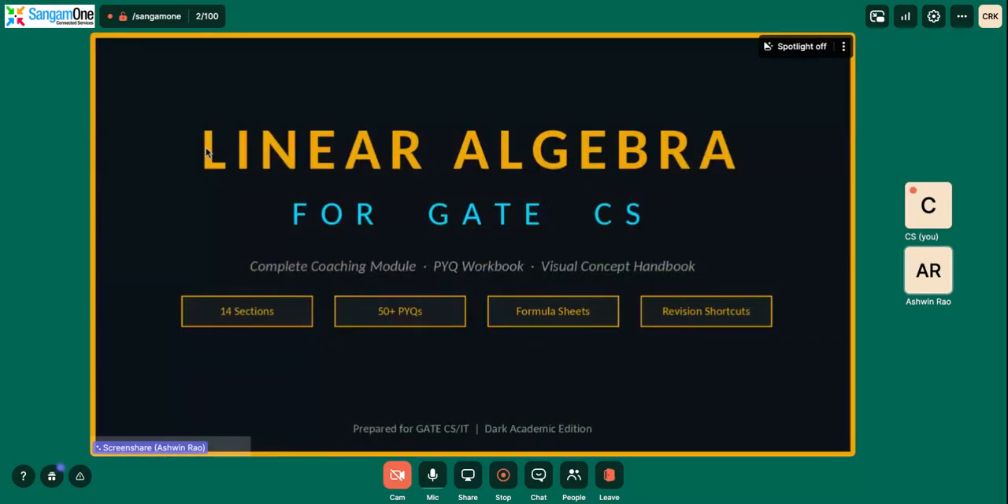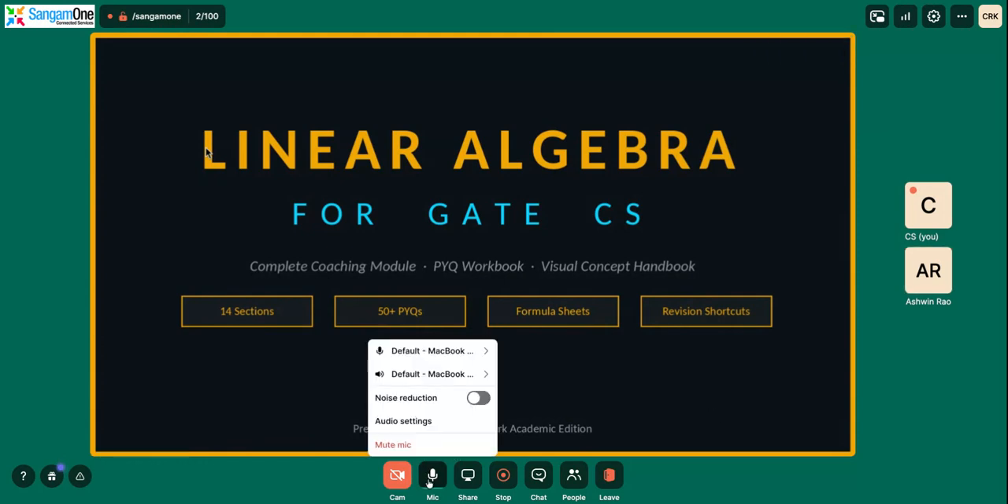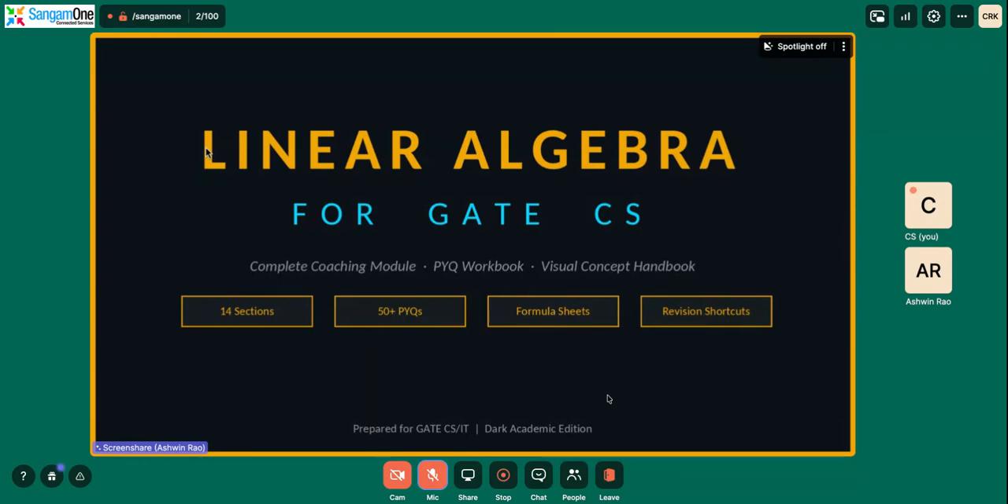Good morning, everyone. Welcome to the Linear Algebra class for the GATE Computer Science third preparation series. This section has 14 sections, 50 PYQs, formula sheets, and revision shortcuts. It's exclusively prepared for GATE. Linear algebra is one of the most scoring mathematics topics in GATE because most of the questions are formula and concept based.